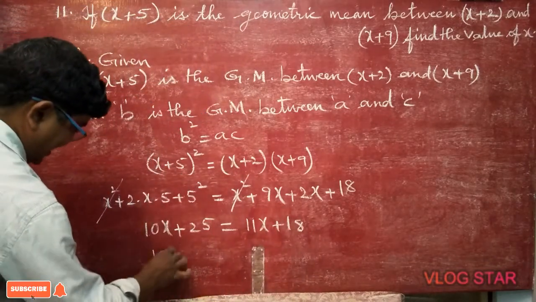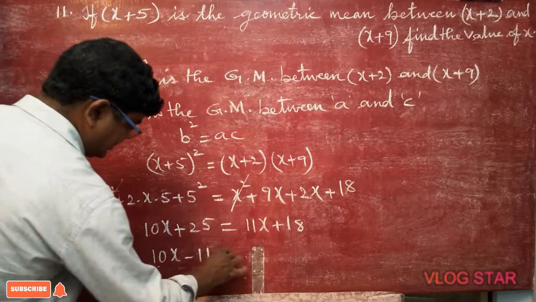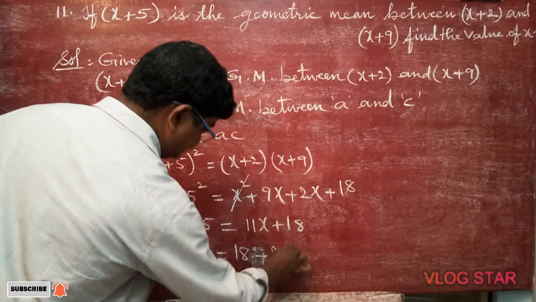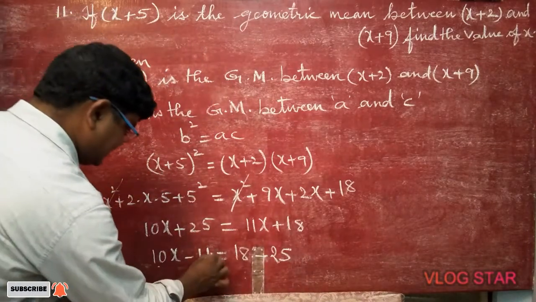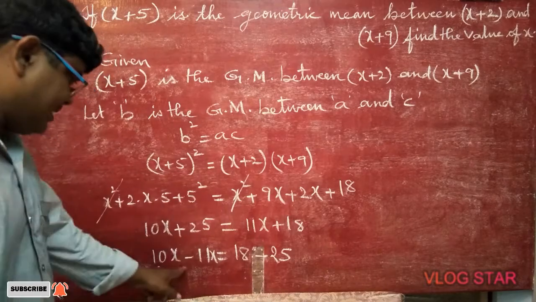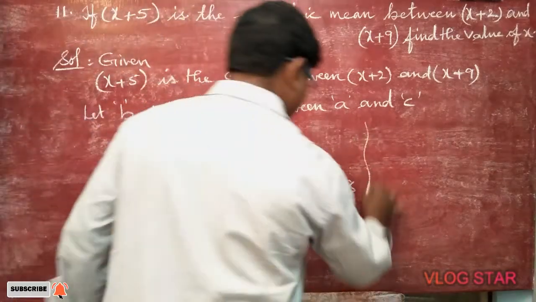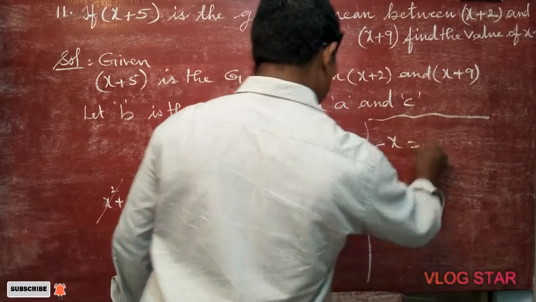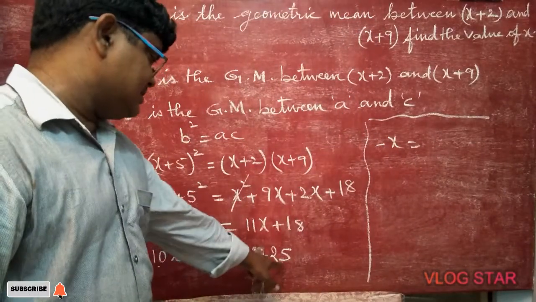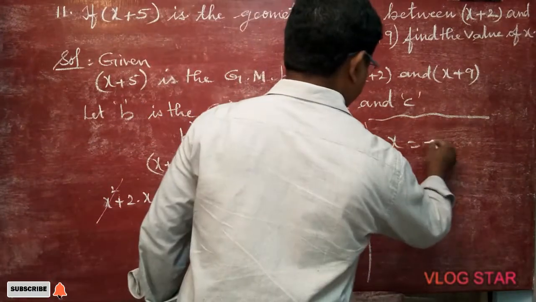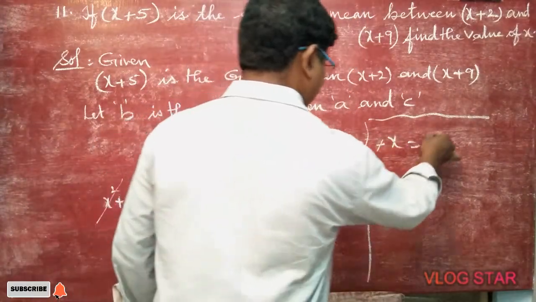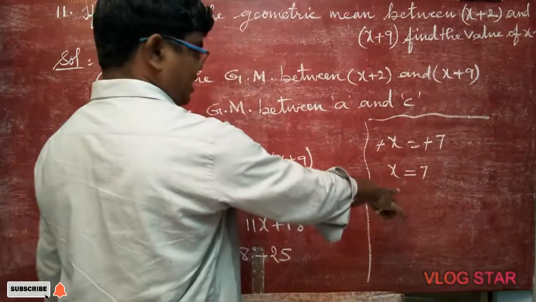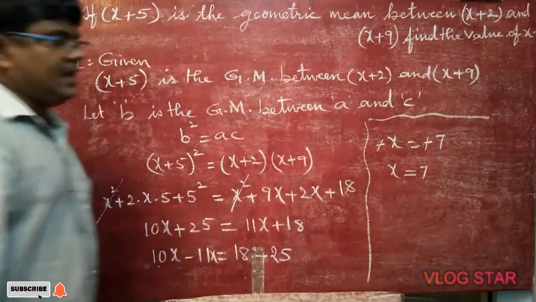Now 10x minus 11x is equal to 18 minus 25. Now 10x minus 11x is minus x. Minus x is equal to 18 minus 25, which is minus 7. Minus minus get cancelled. x is equal to 7. They told us to find the value of x. We got the value of x.